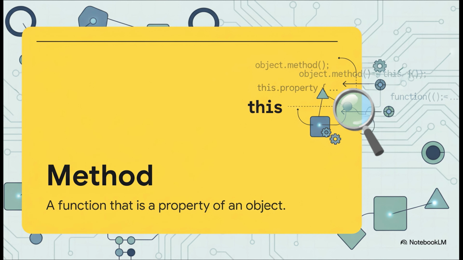Well, the answer is something called a method. And honestly, it's a pretty simple idea. A method is just a function that you attach to an object as a property. It's how we glue the data and the actions that use that data together. It keeps everything neat, tidy, and makes a whole lot of sense.